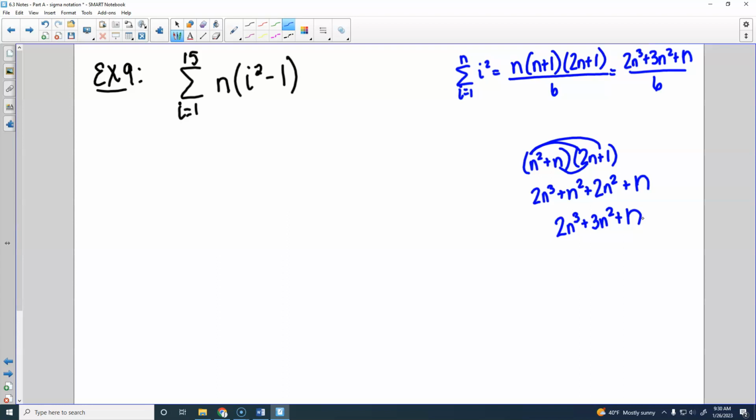Okay, so if I have the sum from 1 to 15 of n times i squared minus 1. First of all, this n right here is going to be 15, right? And coefficients, we can pull them out. So we've got 15 times, I'm going to write the sum just so you guys are seeing this. If you skip this step, it's fine. The sum from 1 to 15 of i squared minus the sum from 1 to 15 of 1.